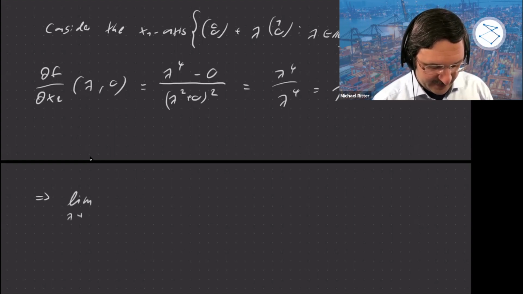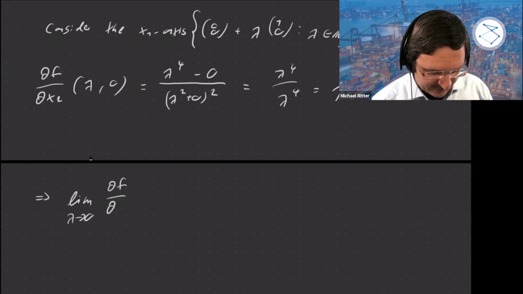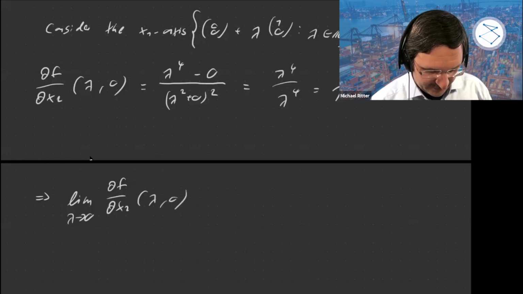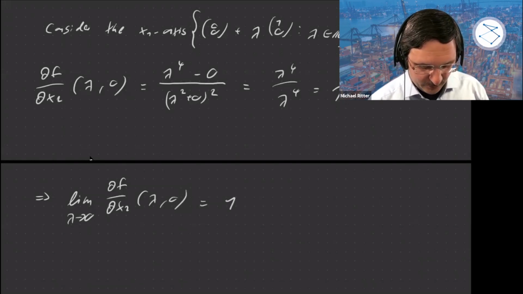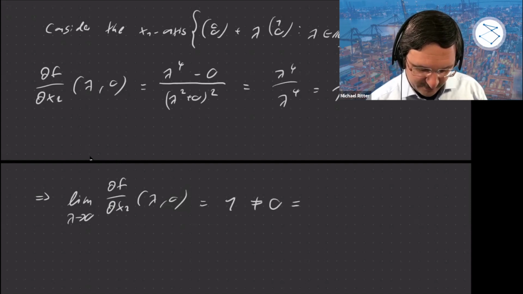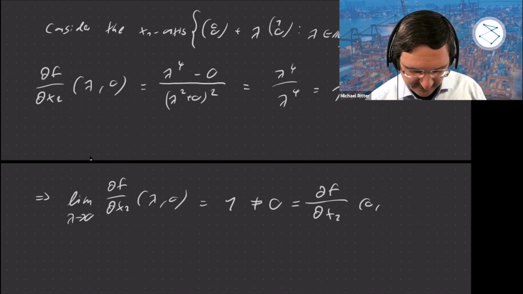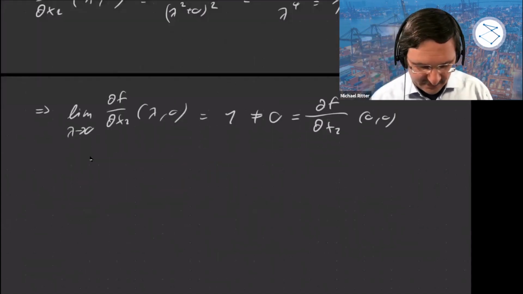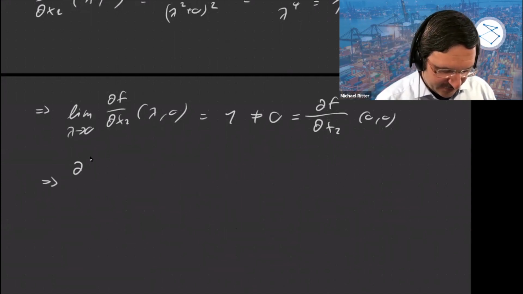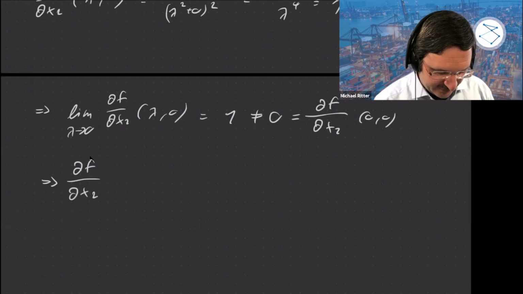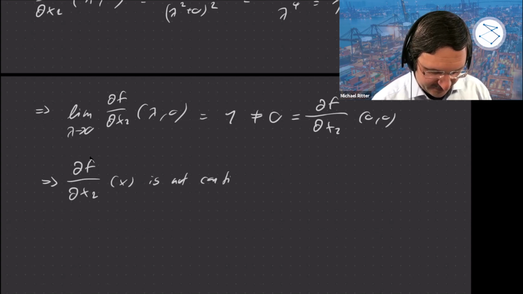So that means the limit along that line, df dx2 of lambda and 0, that limit will be 1, and that is not 0, which would be the function value of that second partial derivative at 0. So that function is not continuous. So df dx2 of x is not continuous at 0.